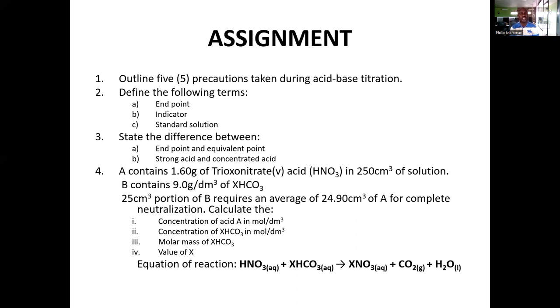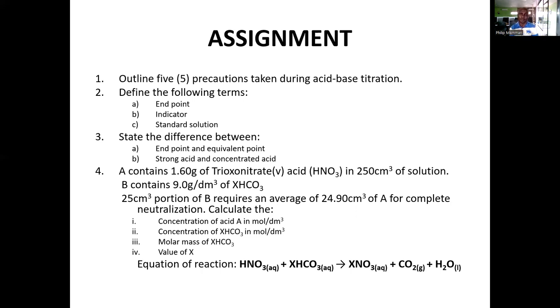It says A contains 1.6 grams of trioxonitrate(V) acid, HNO3, in 250 cm³ of solution. And B contains 9.0 grams per dm³ of XHCO3, and a 25 cm³ portion of B requires an average of 24.9 cm³ of A for complete neutralization. Calculate: 1, the concentration of acid in mole per dm³; 2, the concentration of base, XHCO3, in mole per dm³; and 3, the molar mass of XHCO3 and find the value of X. The equation of the reaction is written below.